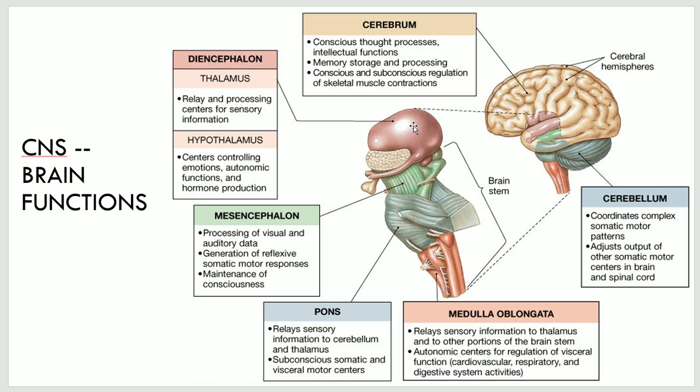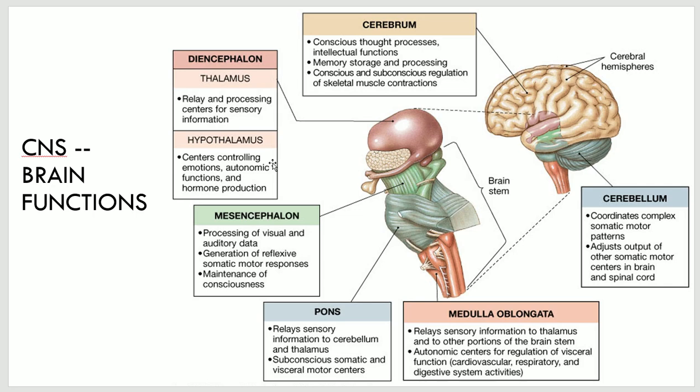Then up here we have the diencephalon, thalamus, and hypothalamus. So the thalamus relays and processes sensory information. The thalamus collects information from the spinal cord and relays that info to the part of the brain that it needs to get to. So relay and processing center of sensory information. The hypothalamus, it controls emotions. It's a center of autonomic function.